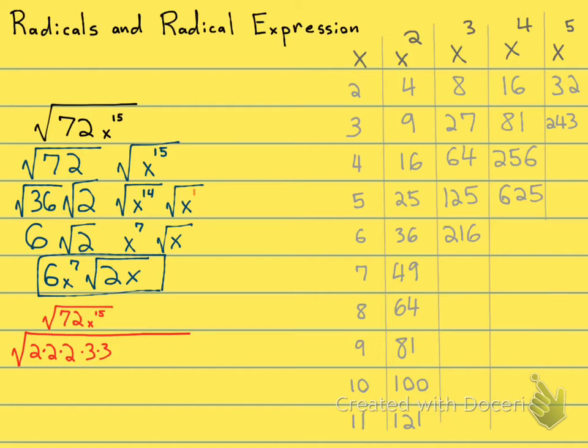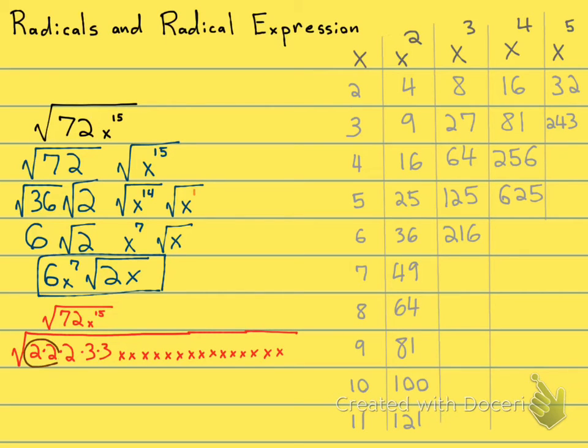And now x to the 15th. So I'm going to list out 15 x's. 1, 2, 3, 4, 5, 6, 7, 8, 9, 10, 11, 12, 13, 14, 15. Okay, hand cramp. Ow. All right. So I broke this down as small as I can. Now you know that because this is an index of 2, it takes 2 of the same thing underneath to bring one of them outside. So let's group them together and see what we can take out.